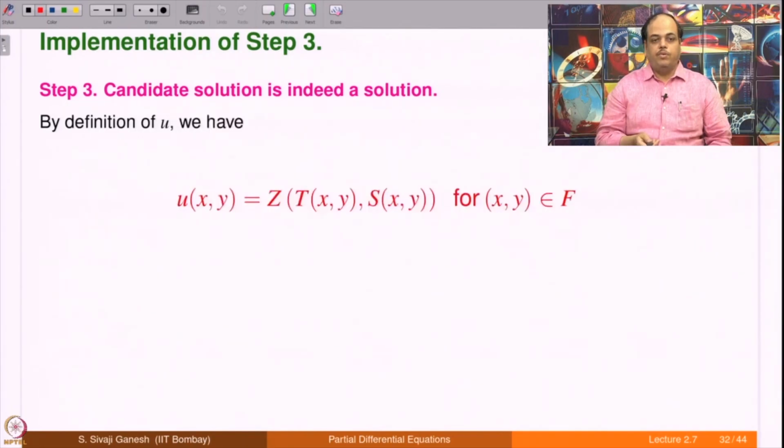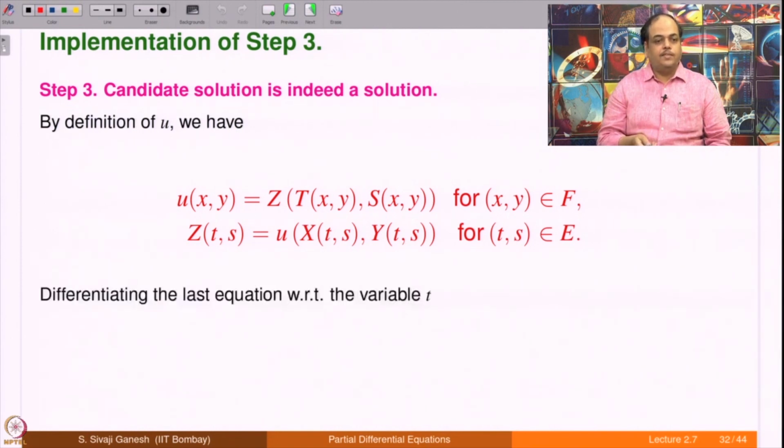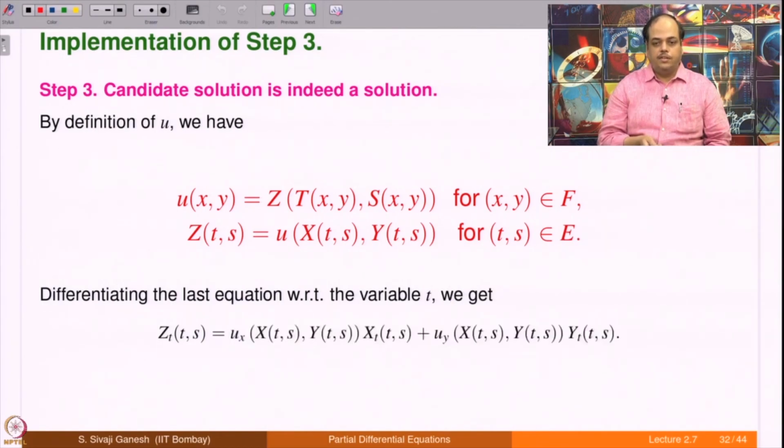By definition of U, we have this formula, and z(t,s) equal to u(x(t,s), y(t,s)), we also have this. Now, what is it that we want to show? U solves the PDE, right. So, we have to compute ux, uy, etc. But that may not be useful. Let us see. Differentiating the last equation, that is this equation, with respect to t, we use the chain rule and we get this.